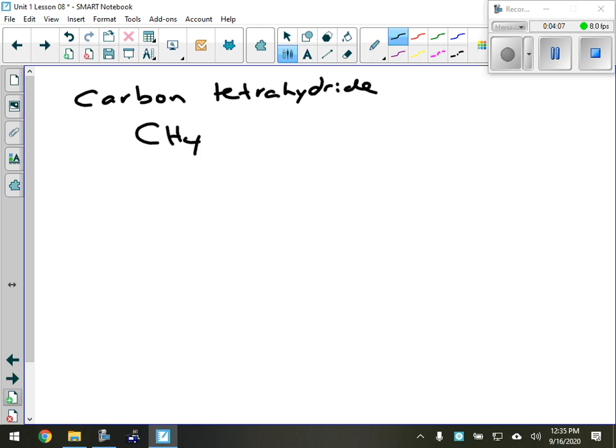What do we do with ionic compounds? What do we start with? We start with neutral atoms. Neutral atoms, yes. So we're going to start with some neutral atoms here. There's carbon, it's got 4 valence electrons, yes. And each hydrogen, of course, has 1. And we need 4 of them, right? So we start with some neutral atoms.